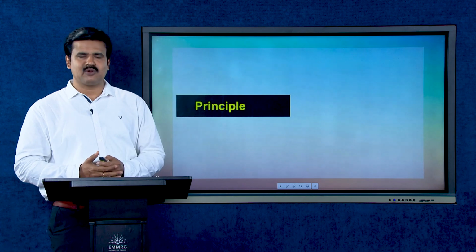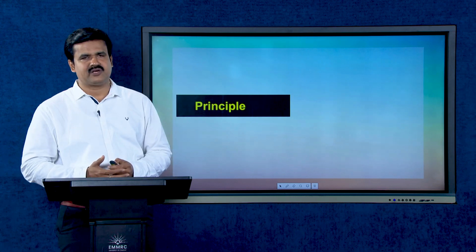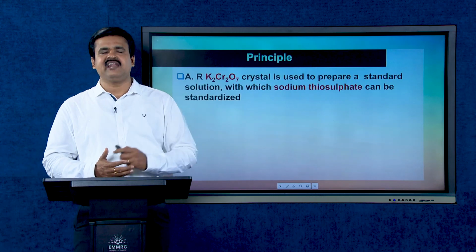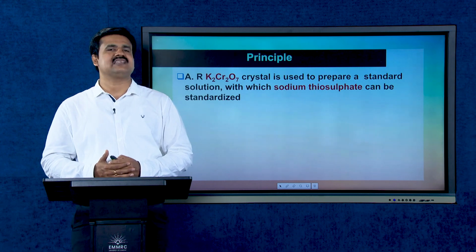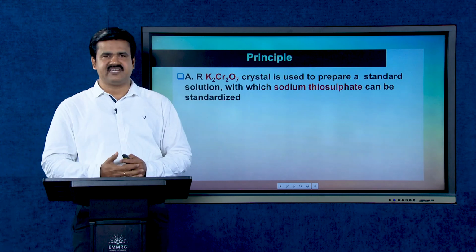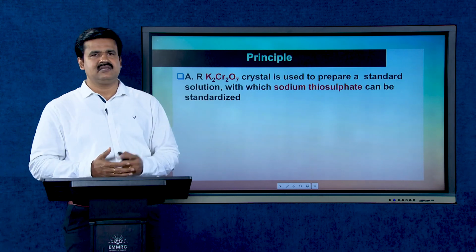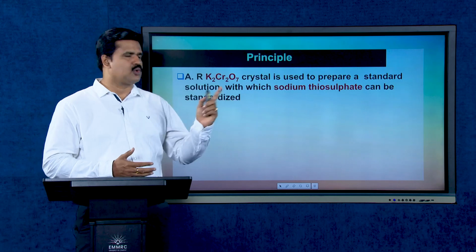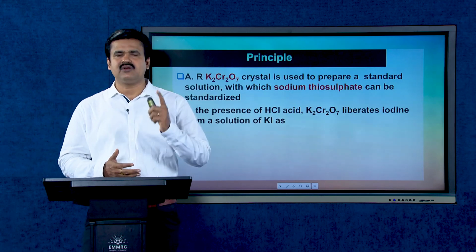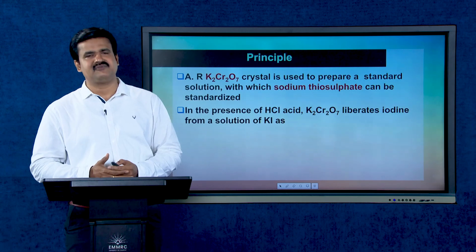Now, moving on to the principle behind the estimation of available chlorine. AR potassium dichromate crystal is a primary standard, and this material is used to prepare a standard solution. By using the standard solution of potassium dichromate, we can estimate sodium thiosulfate, or we can find out the concentration, or we can standardize sodium thiosulfate.